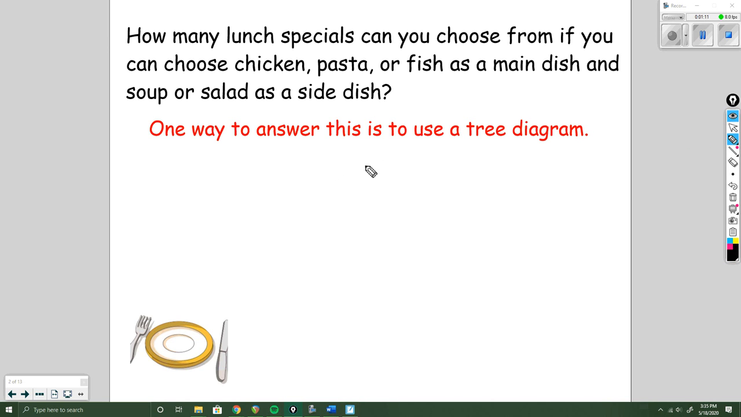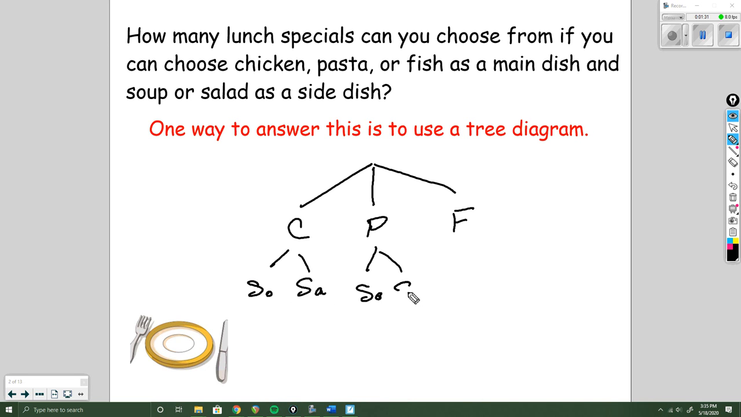All right, so first we have stemming out all the different types of main dishes we can have. We can have chicken, we can have pasta, and we can have fish. And based on each one of those, we can have two different side dishes. So we could choose chicken, and then we could also choose soup and salad. We could choose pasta, and we could still choose soup or salad. And then we could choose fish and still choose soup or salad.